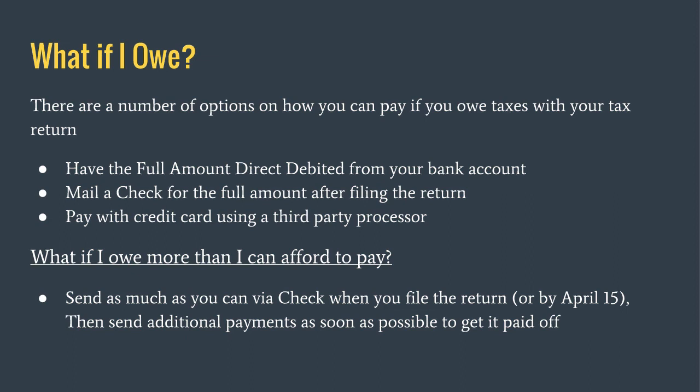So even if you file your return, say, in February or March, you can send a payment and postmark it by April 15th with as much as you can scrounge up to pay down that tax liability. And then you're going to send additional payments as soon as possible to get it fully paid off. You may wait until you get a letter from the IRS. You will get a letter from the IRS if you do not pay in full with your tax return, and they'll tell you how much you're going to owe with interest and penalties.